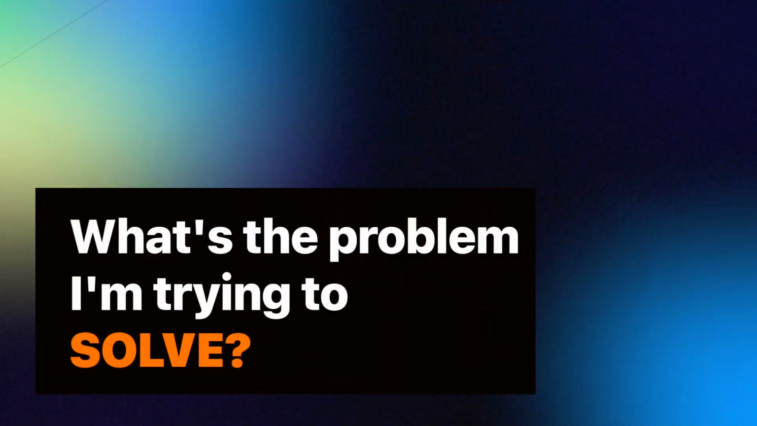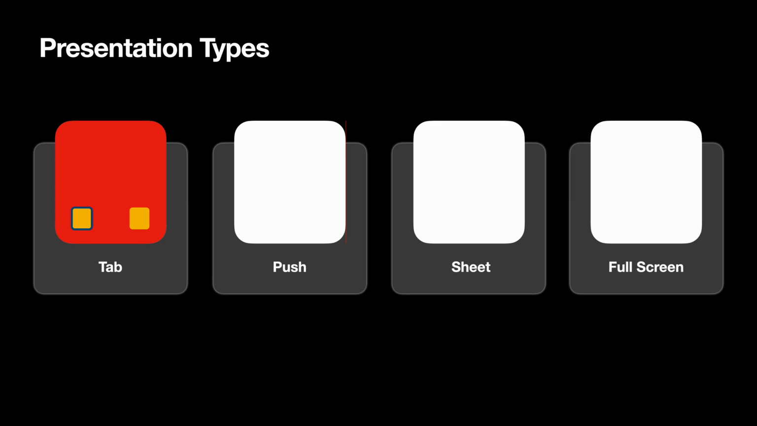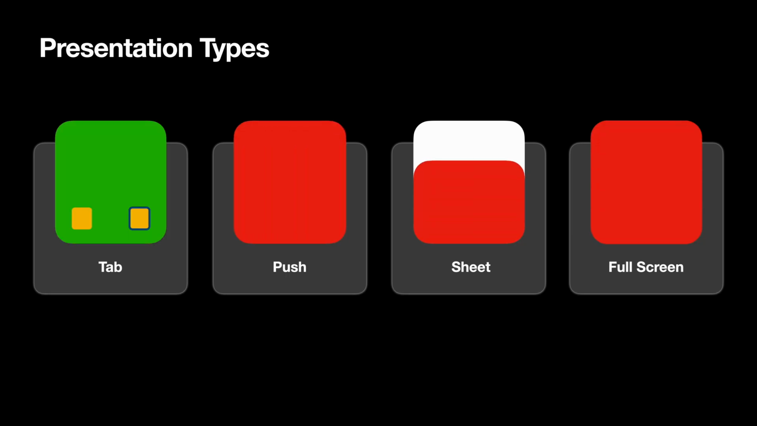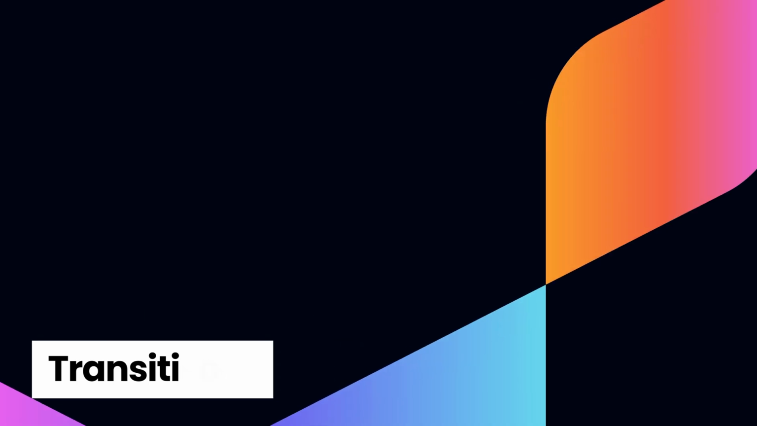What's the problem I'm trying to solve? Navigation on iOS is all about transitions between screens. It represents hierarchy and information organization in our apps. There are multiple ways to transition between screens, and in this video, I will focus on tab, push, sheet, and full screen transition types. Let's go through each type and see how we can normally implement them on iOS.